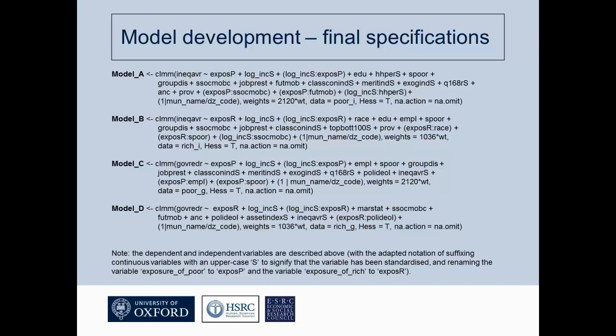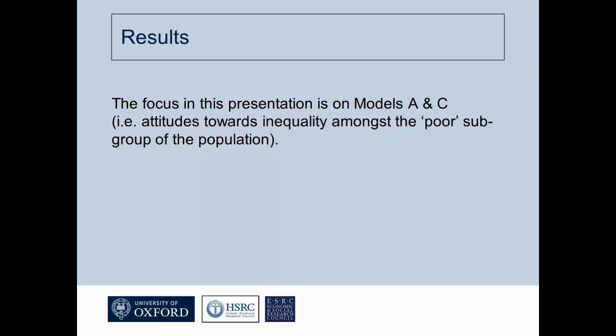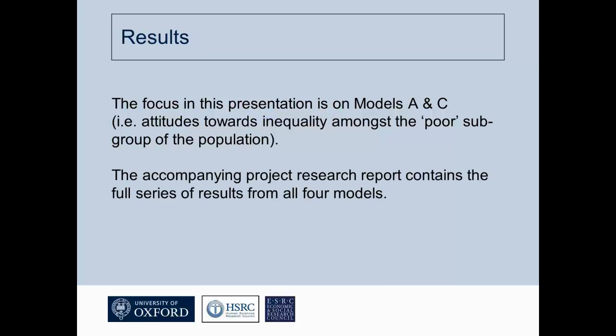We turn now to the results. Now the focus in this presentation is on Models A and C, which relate to attitudes towards inequality amongst the poor subgroup of the population. However, the accompanying project research report contains a full series of results from all four models.